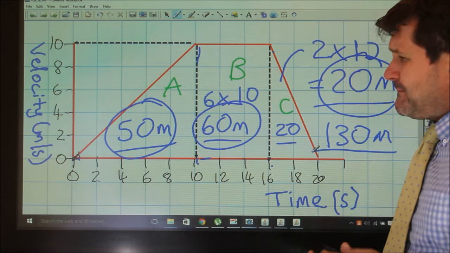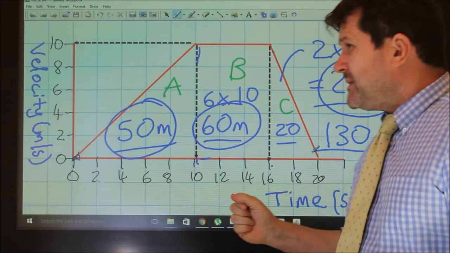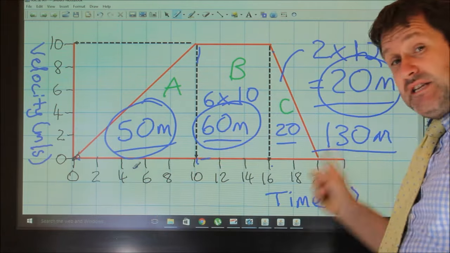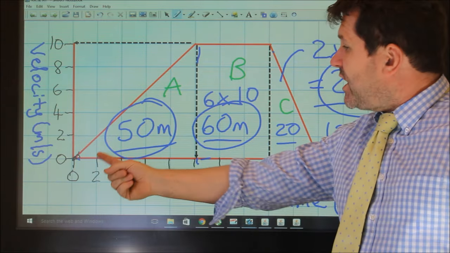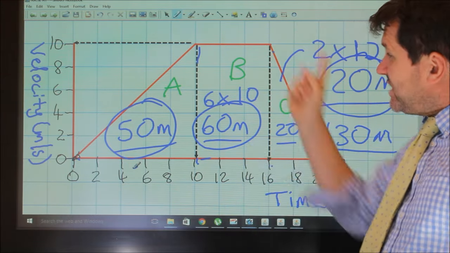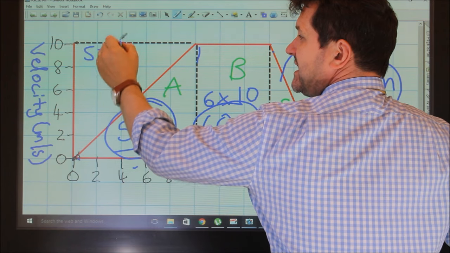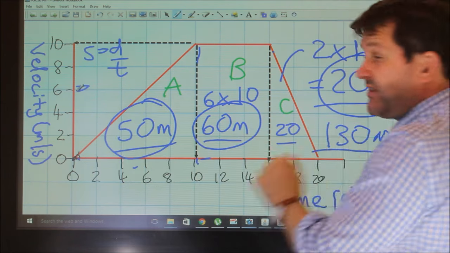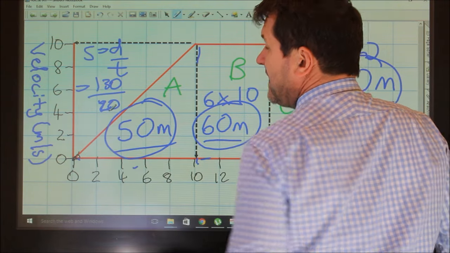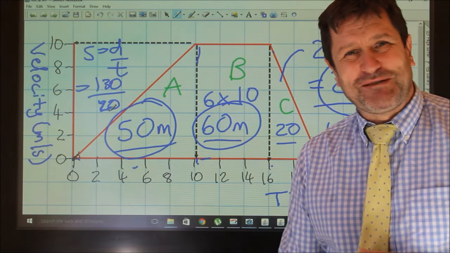If you were then asked, okay, well, what is the average speed for this journey? You could say the average speed, because obviously the velocity is zero because it starts here and it finishes in the same place, but the average speed is the total distance traveled divided by the time taken. So the average speed for this whole journey through acceleration, constant speed, and deceleration would just simply be speed equals distance divided by time. The distance is 130 for the whole journey. The time is 20. And that there would be 6.5 meters per second. Meters per second, okay?